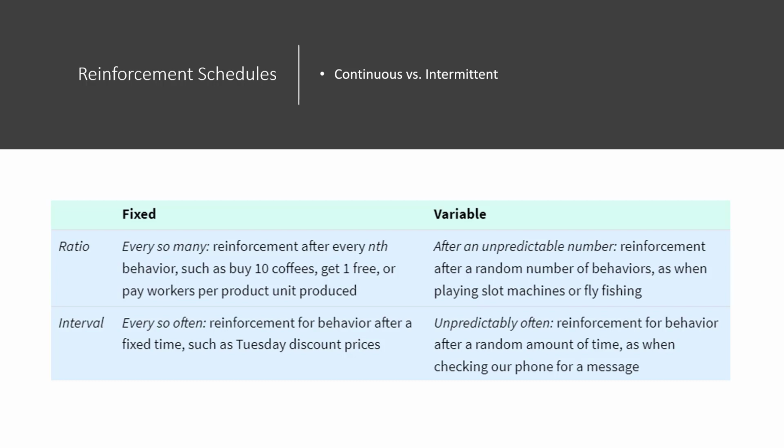Fixed interval schedules reinforce the first response after a fixed period of time. For example, T-Mobile offers T-Mobile Tuesdays. Every Tuesday, the app has some kind of special reward like a free umbrella or a lunchbox if you visit T-Mobile. Sometimes it's other stuff like a free Redbox rental. Anyway, every Tuesday, T-Mobile customers can expect a reward.